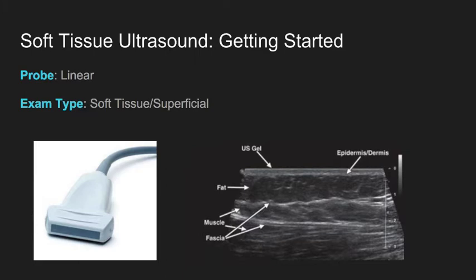When you scan normal tissue, notice the structural organization of all tissues, including the epidermis on top, then the dermis, followed by the subcutaneous fat and the muscle striations and fascia.